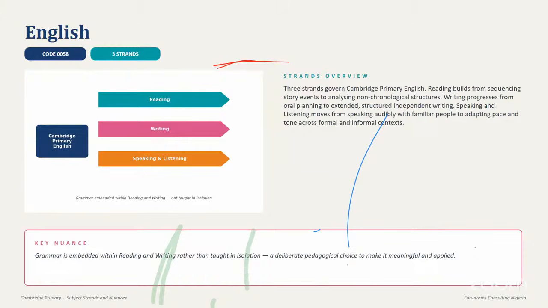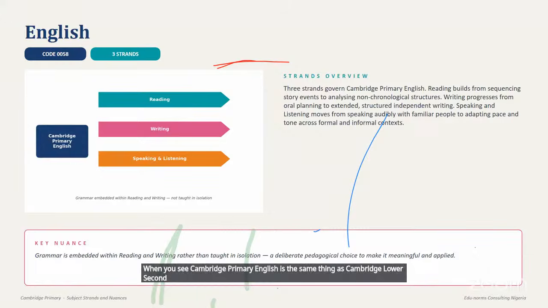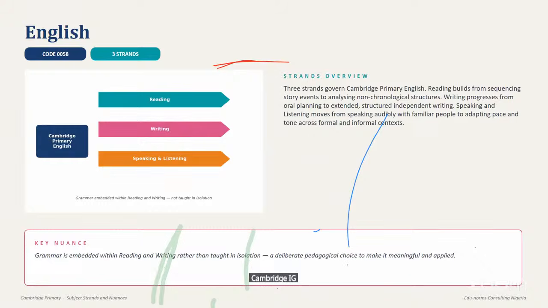There's a code you can see there. The code is from the CAIE. So now, from the screen here, when you see Cambridge Primary English, it is the same thing as Cambridge Lower Secondary English, and the same thing as Cambridge IGCSE English. Oh, sorry, I missed something. Year 1 to year 9, primary to lower secondary, use the checkpoint syllabus. The upper secondary syllabus is called IGCSE, a 2 year program.